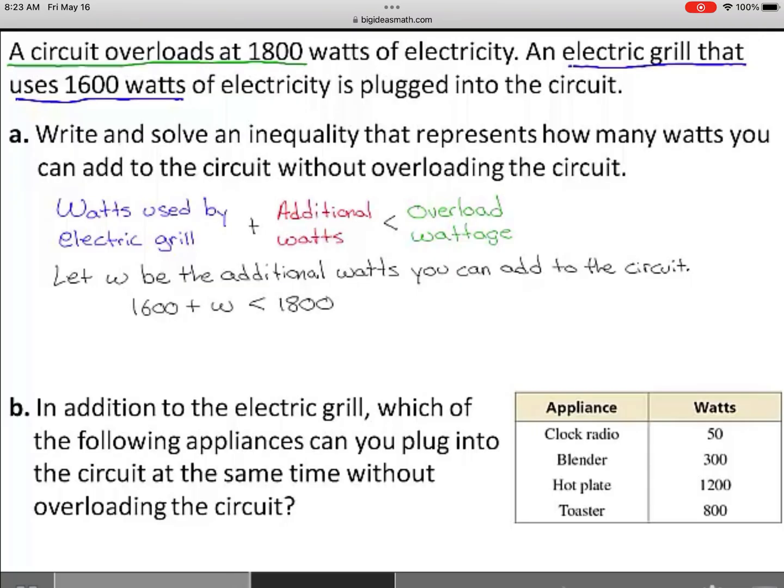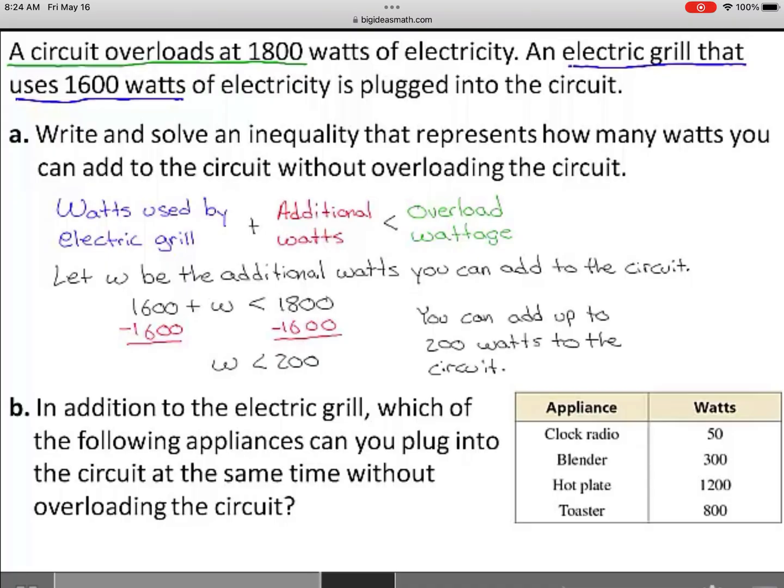To solve the inequality, use the subtraction property of inequality. Subtract 1,600 from each side of the inequality. Because 1,600 minus 1,600 is 0, and 1,800 minus 1,600 is 200, W is less than 200. So you can add up to 200 watts to the circuit.